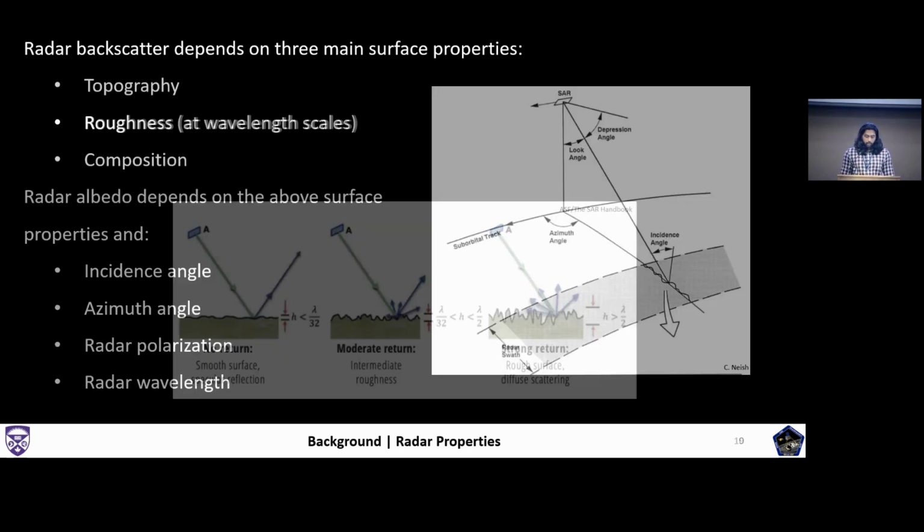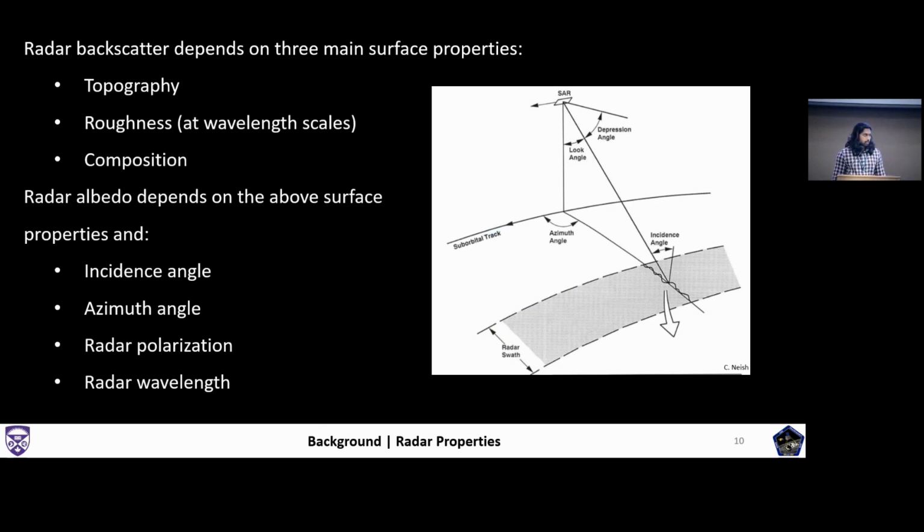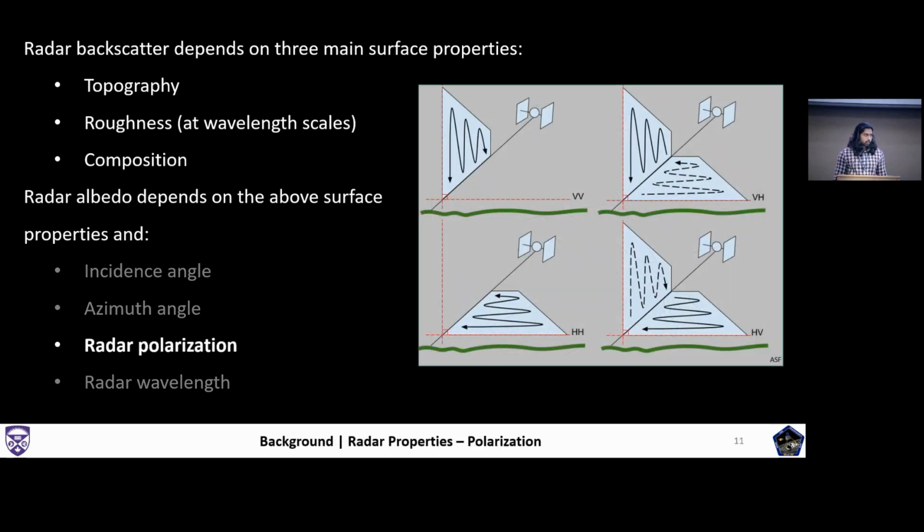Another thing we talk about when we talk about radar is radar albedo, which is the intensity of the backscatter, which is determined by these four bottom properties, but we're going to focus on polarization. If you've ever used a pair of polarized sunglasses that reduce glare, you know what polarization is, but polarization describes how light propagates, the direction in which it propagates.